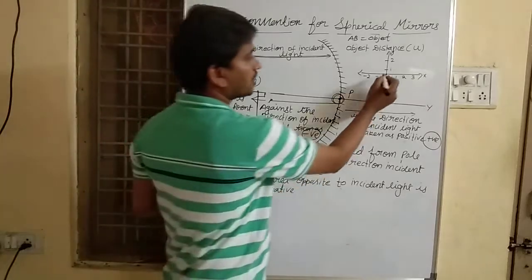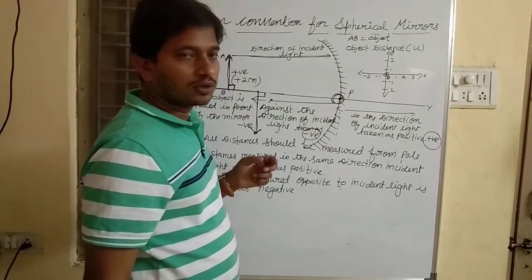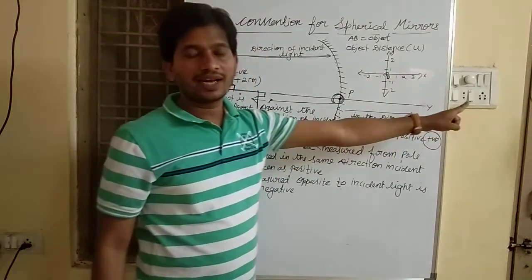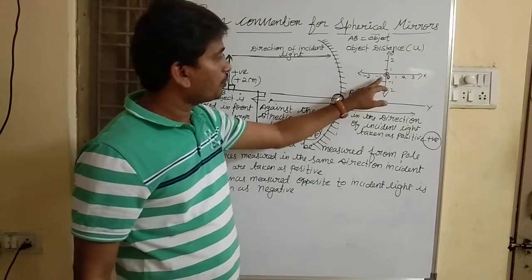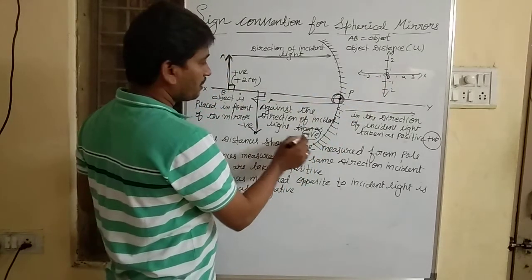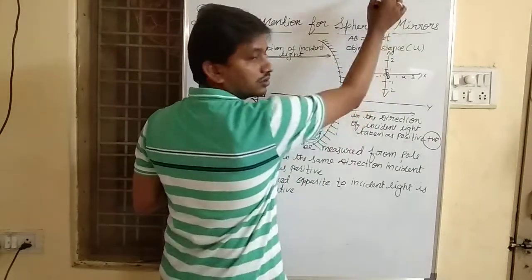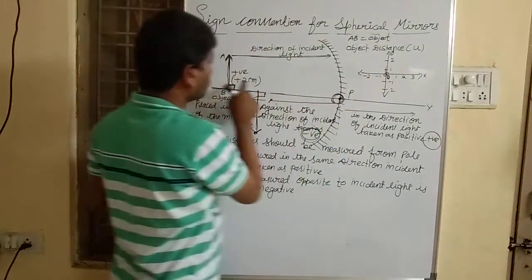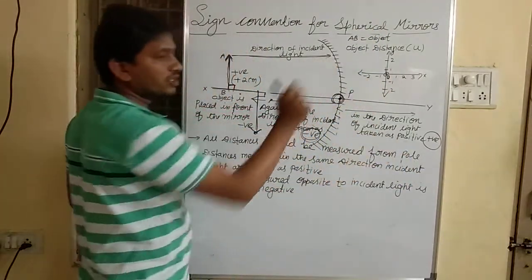So this is our origin. Here the origin is nothing but our pole. From the pole to the right hand side is positive. From the origin to the left hand side is negative. From the origin upward is positive. From the origin downward is negative.